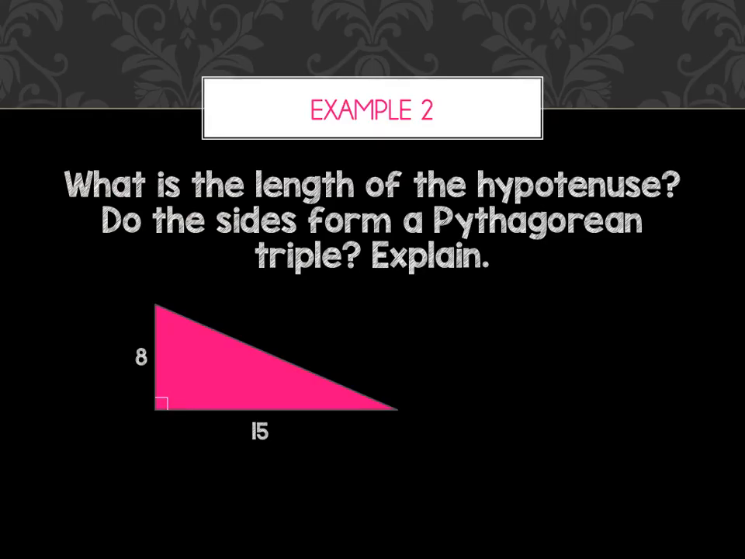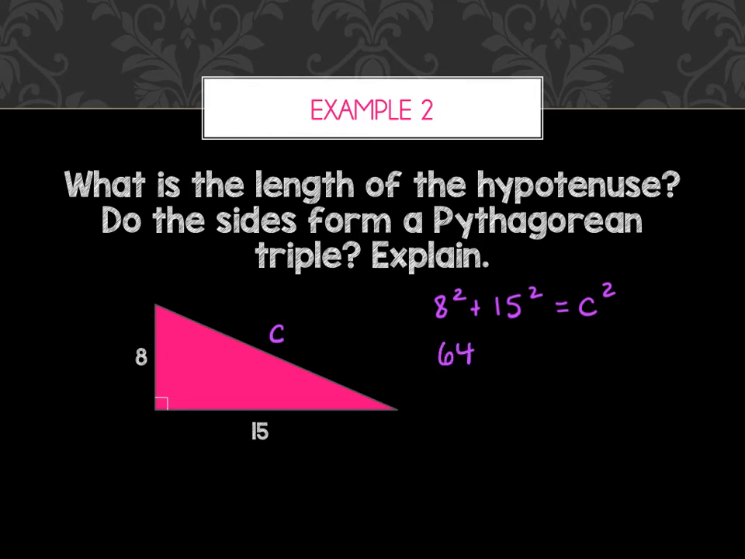Okay, example 2 says, what's the length of the hypotenuse? And do the sides form a Pythagorean triple? Explain why. So the first thing we're going to do is find the hypotenuse. We could call it C if we want. We could call it X too. It doesn't matter what you call it, but that's the unknown one. And I would say 8 squared plus 15 squared equals C squared.